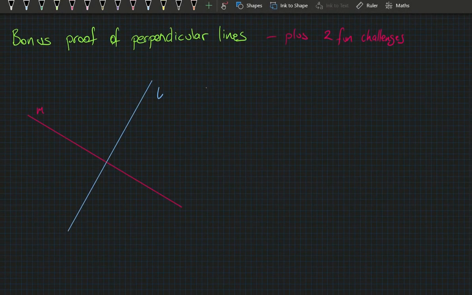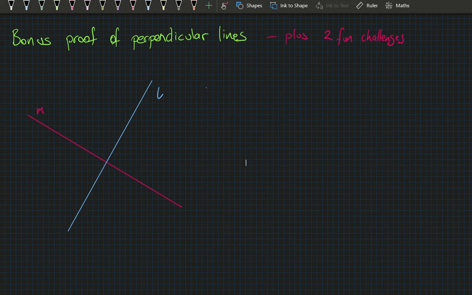Okay, welcome to this bonus section where we're going to prove the rule about the gradients of perpendicular lines. So congratulations on attempting this. I can well and truly say to you, welcome to the dark side. But I do have to apologise, we don't have any cookies. It was a lie. But we do have secret knowledge and lots of fun. So let's get on to this proof.